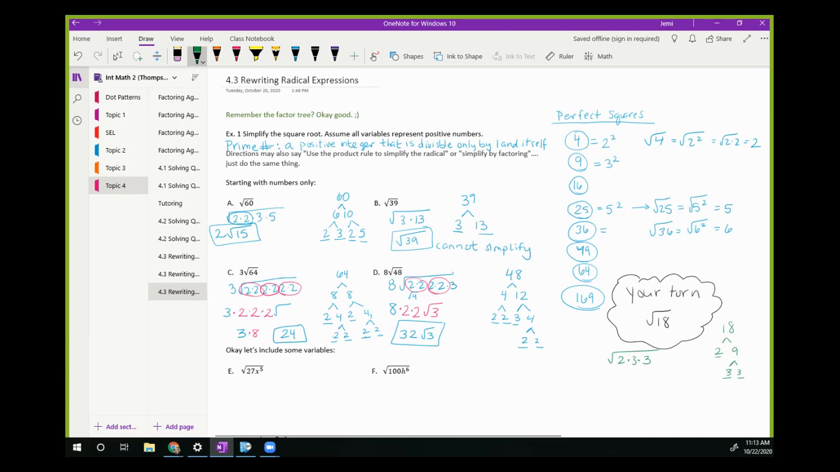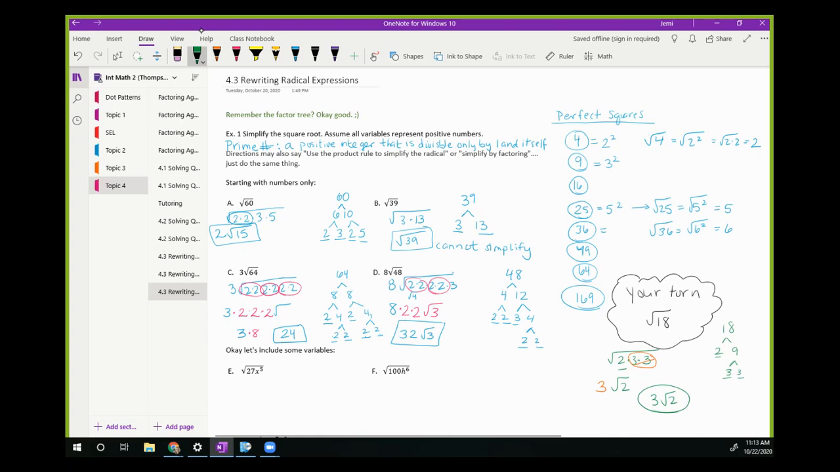So you're looking for perfect squares, which means you're looking for pairs. Okay. So 2 doesn't have a pair, but the 3s do. They have a pair. That's your key. All right. Because 3 times 3 is 9. What's the square root of 9? 3. Right? Now the 2 doesn't have a pair, so it stays inside. So my answer here is just 3 radical 2.